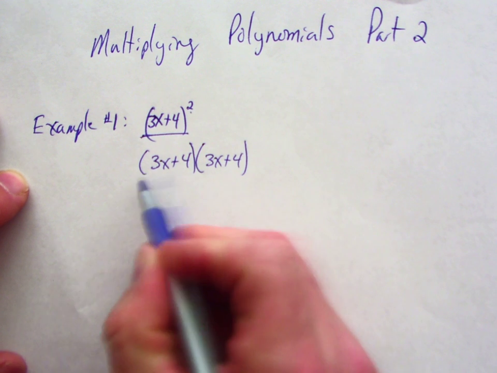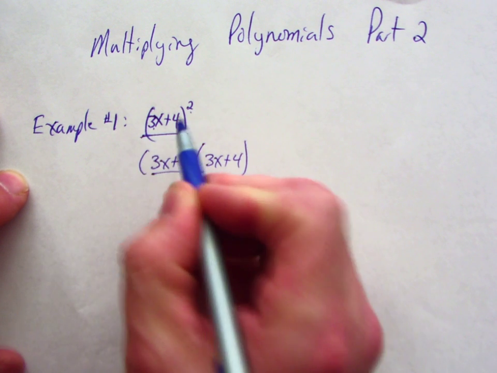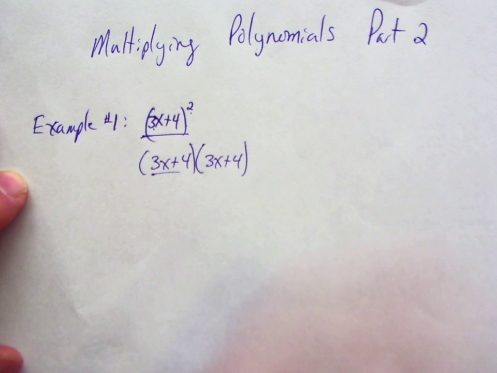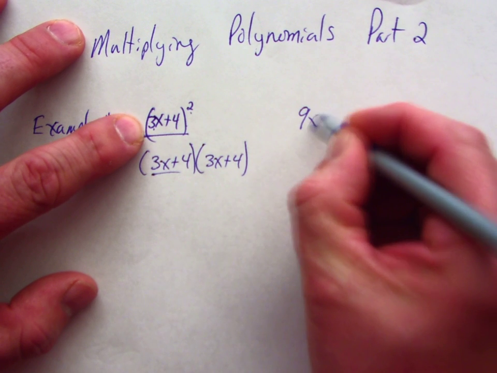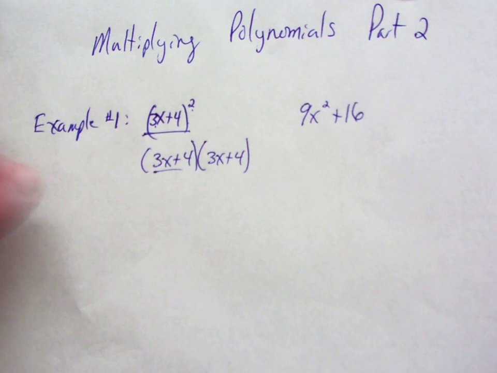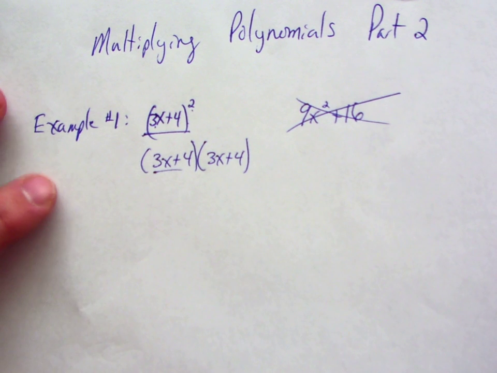Alright, you rewrite it. I do not want you squaring this and then squaring this, because I know a lot of you guys will make a simple mistake. A lot of you guys will give me an answer of 9x squared plus 16, and that is wrong.